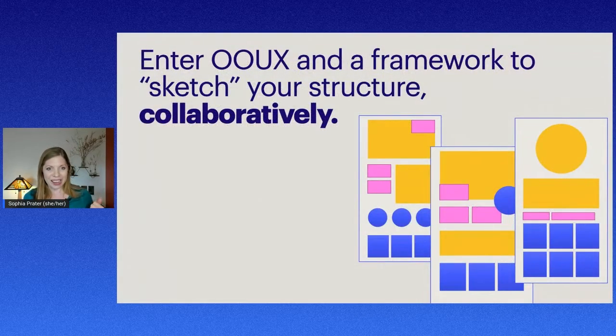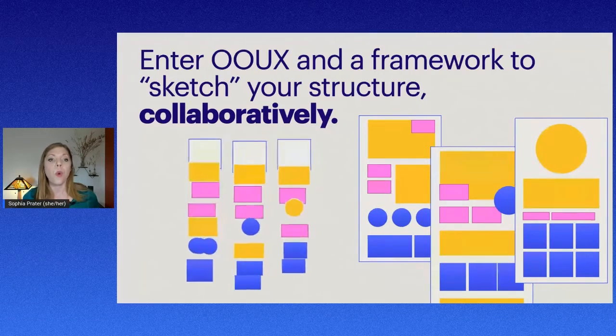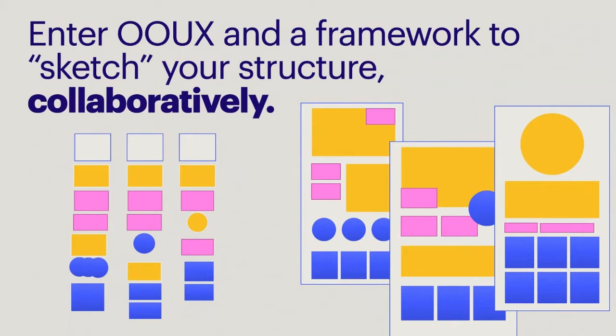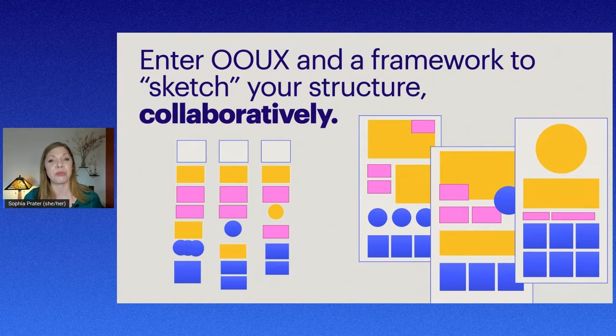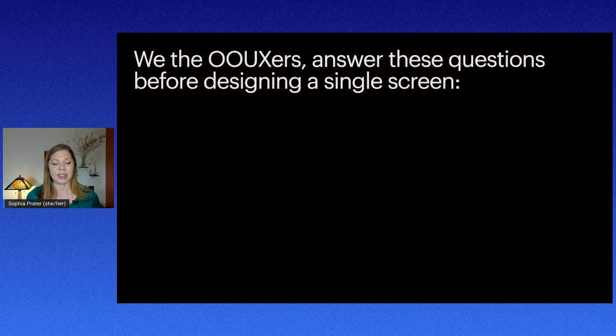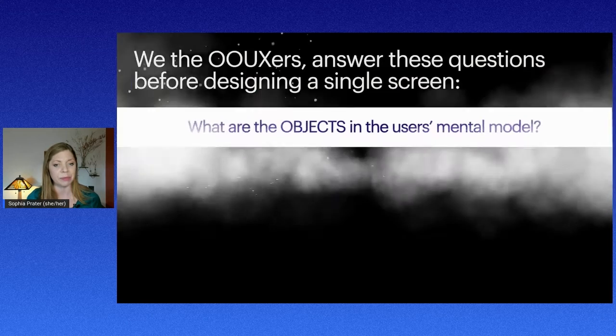So enter OOUX. OOUX helps you strategically separate content and display during the design process, giving you a tool to untangle complexity when you're still in low fidelity. So before we get into screen design, what we can do is abstract the structure that's going to make up those screens and validate that first. We're going to do that by answering 4 critical questions before we get into screen design. Those questions, we the OOUXers, which I hope you all become, answer before designing a single screen, before even sketching a single screen.